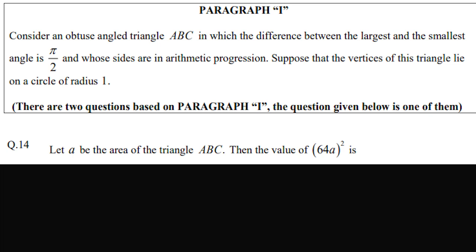Now the question is, consider an obtuse angle triangle ABC in which difference between the largest and the smallest angle is pi by 2 and whose sides are in AP. Suppose that vertices of triangle lie on a circle of radius 1. So essentially we have this obtuse angle triangle.